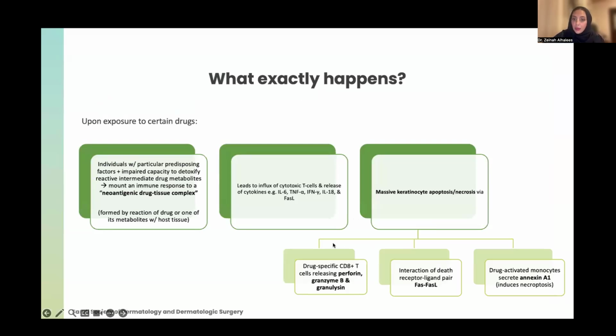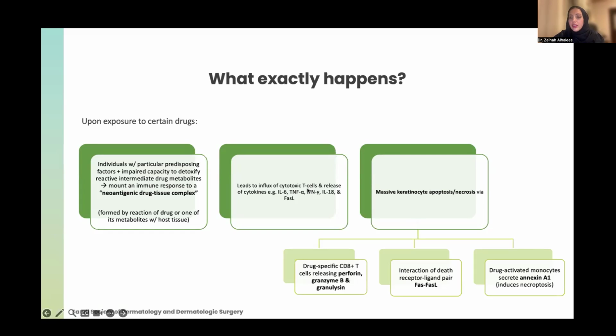So what exactly happens? What's the pathogenesis? And I think this is super important because it makes you understand the treatments that we use to manage SJS-TEN. So we talked already about individuals with particular predisposing factors, and they have the impaired capacity to detoxify the intermediate drug metabolites. And then what happens is that they mount an immune response against this neoantigenic drug-tissue complex. Okay? So the drug-tissue complex, from its name, basically is made out of the drug itself and a tissue complex that we'll talk about in a bit.